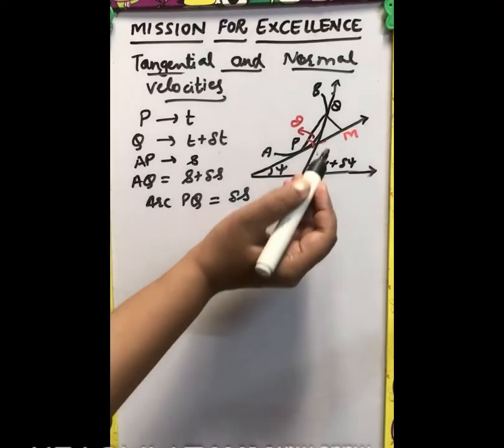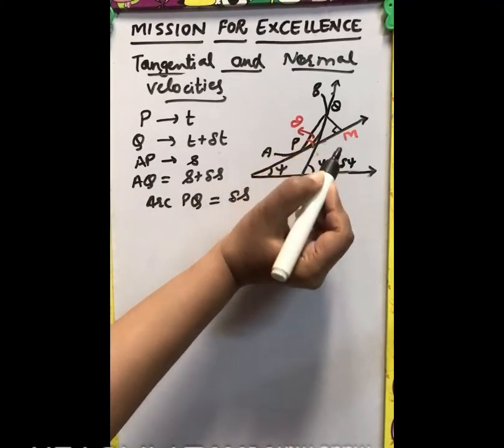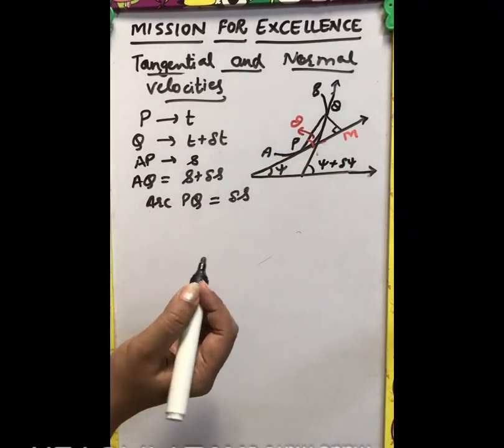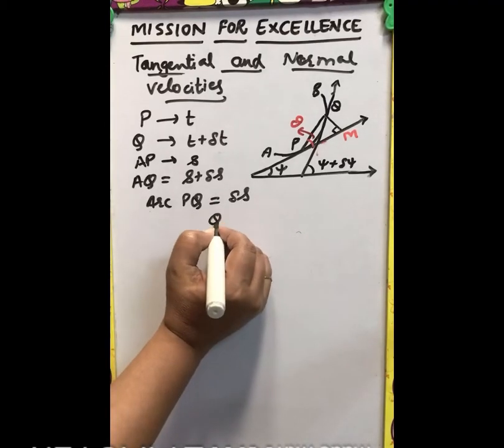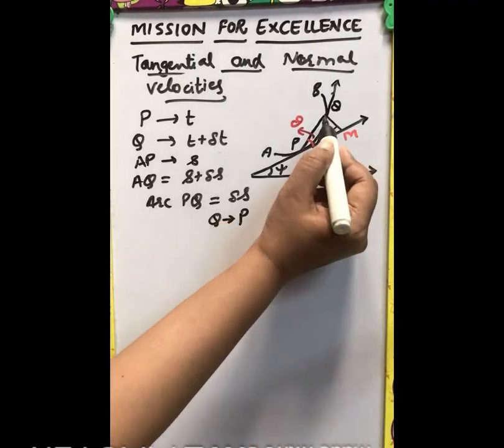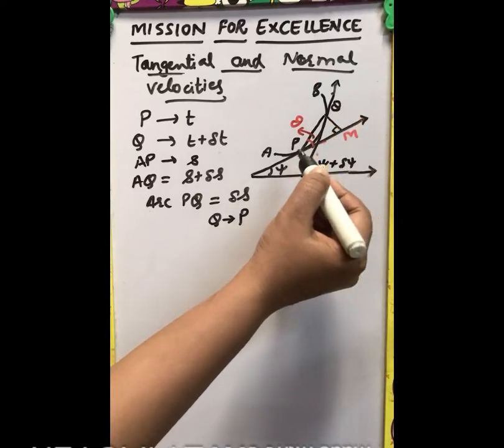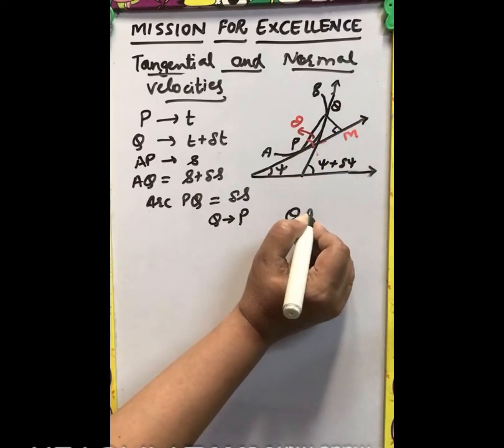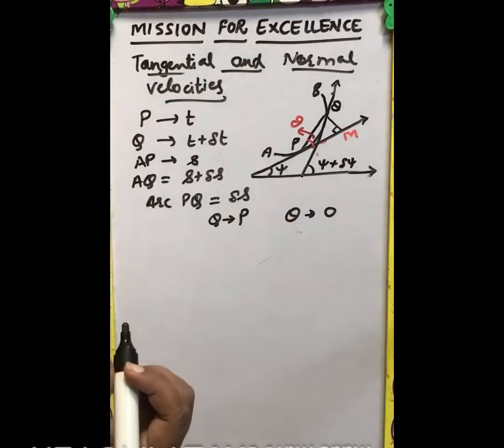Now let us draw the perpendicular from Q to M. When Q tends to P, meaning when we are at the initial position, then theta tends to 0. So this is our condition.